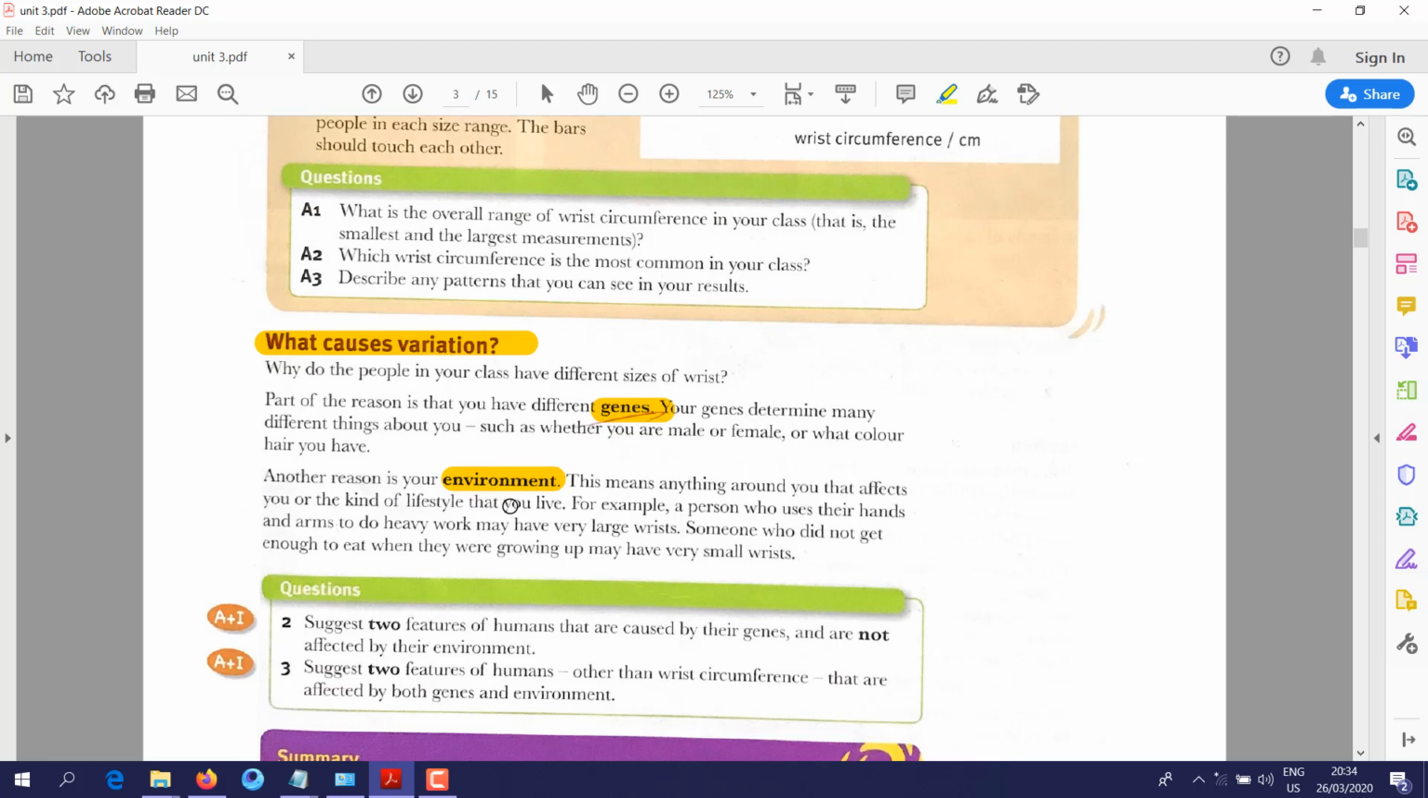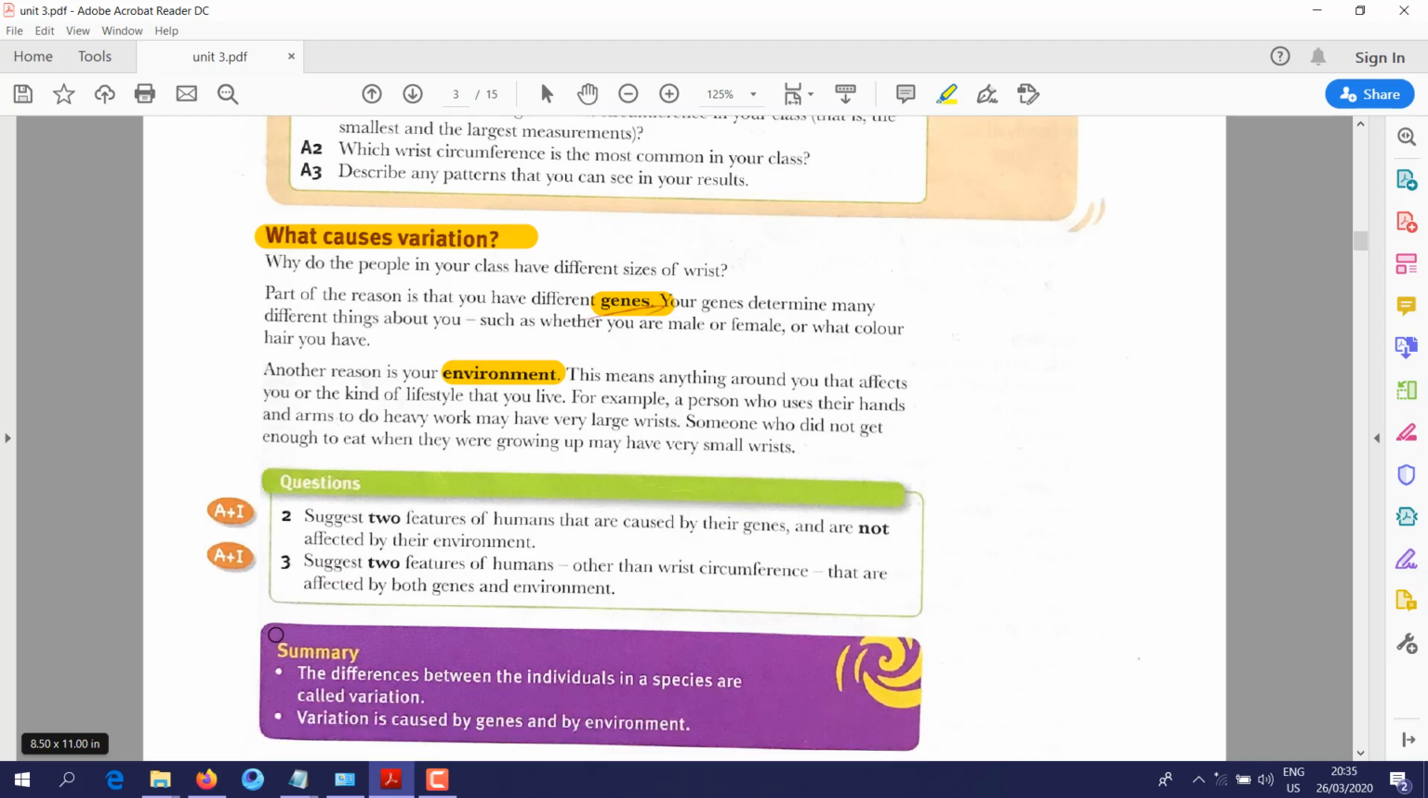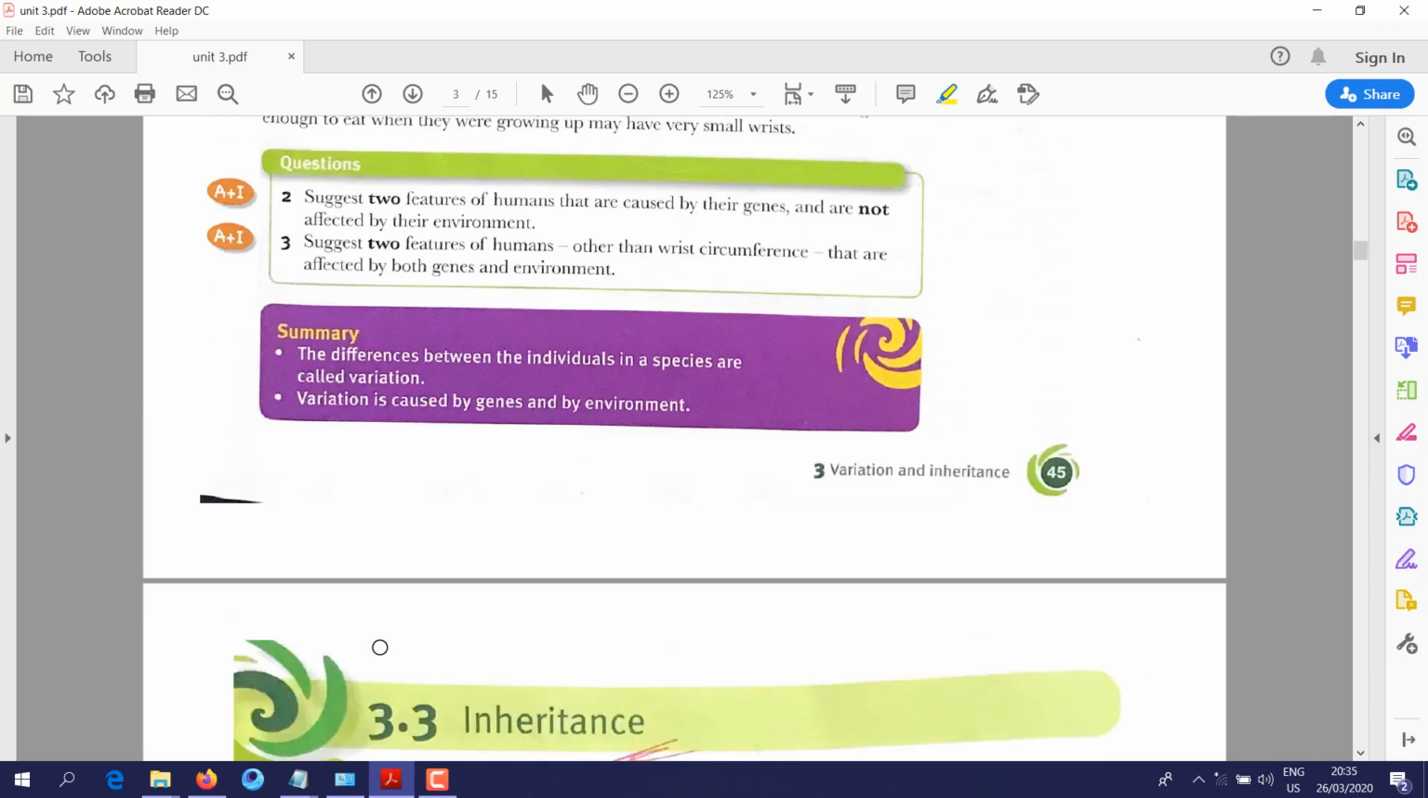Genes, firstly, genes are the main reason for having these differences. And the second one is the environment. We will take some examples to show how genes and environment make these differences.